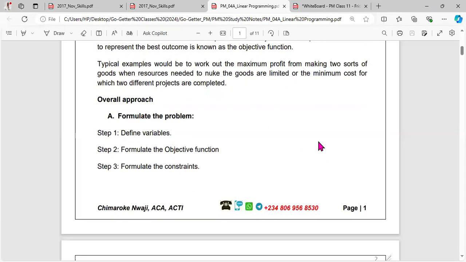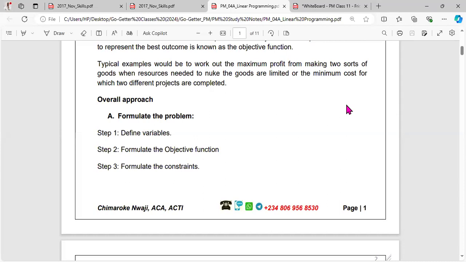Now look at the overall approach. If you are given a linear programming problem, how would you know? They will ask you to find the optimal solution. Now, when you see find optimal solution or optimal production, two things should come to your mind. It's either a limiting factor problem or a linear programming problem. Now, how will you know which is which?